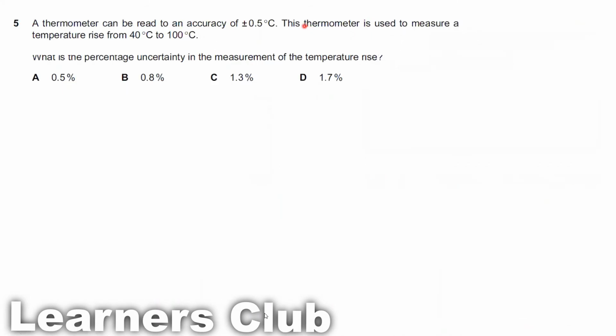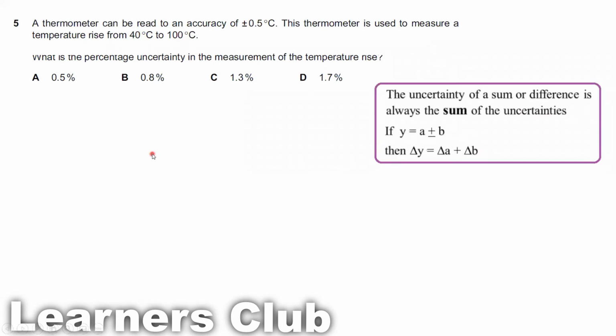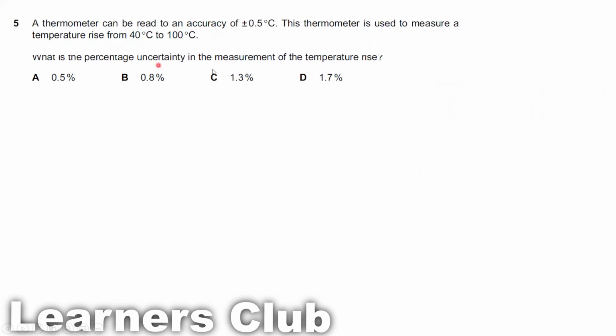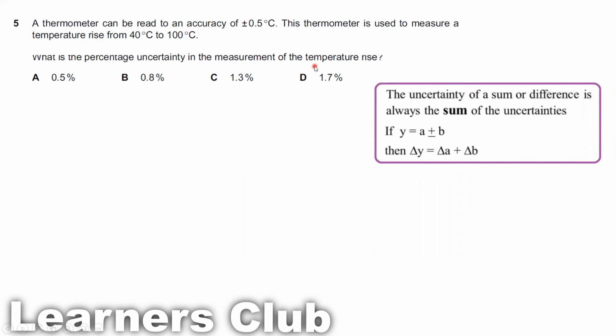Question 5. A thermometer can be read to an accuracy of plus or minus 0.5 degrees Celsius. This thermometer is used to measure the temperature rise from 40 degrees Celsius to 100 degrees Celsius. So there is a rise from 40 to 100. So the temperature has increased by 60 degrees, which is 100 minus 40. What is the percentage uncertainty in the measurement of the temperature rise? Now we need to know that here they're asking about temperature rise. That means they're asking us to find the difference in these temperatures.